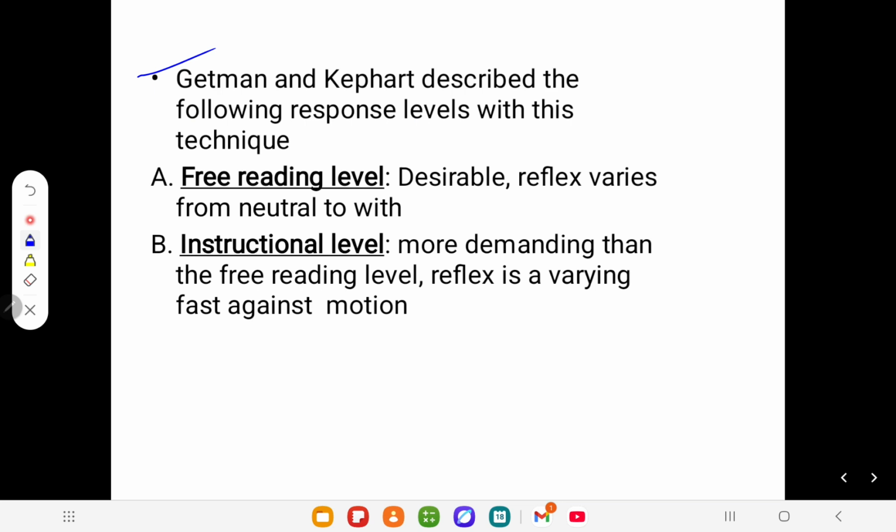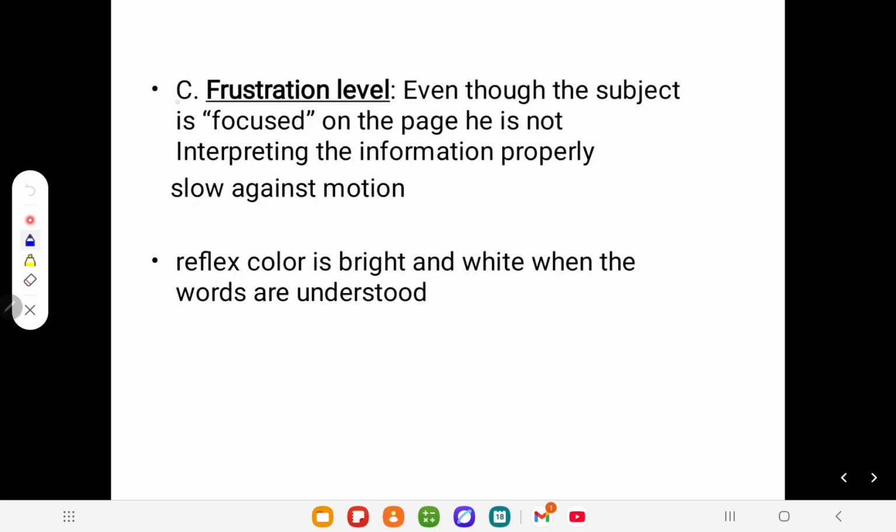This too describes the following response levels with the technique. The first is the free reading level, where the reflex varies from neutral to with. Another is the instruction level, which is more demanding than the free reading level, and the reflex varies fast with against motion. That's the difference between the two. At the frustration level, even though the subject is focused on the page, he is not interpreting the information properly, and there is against motion.